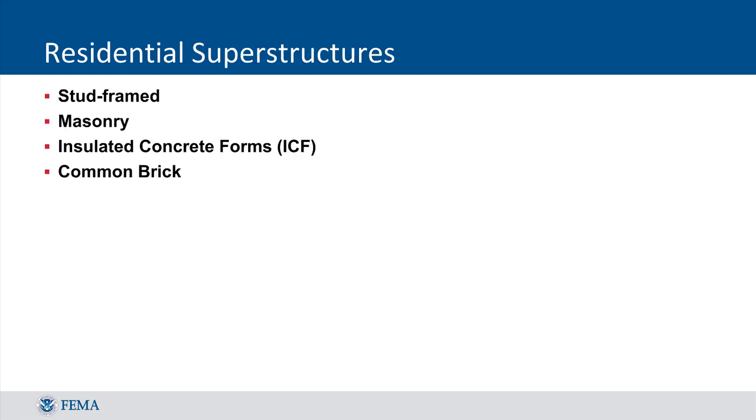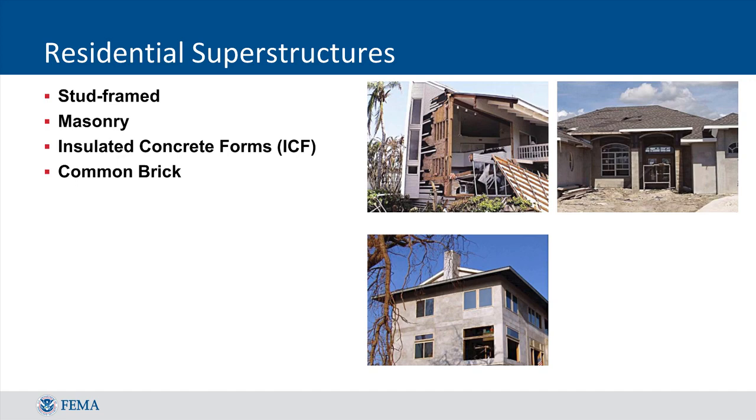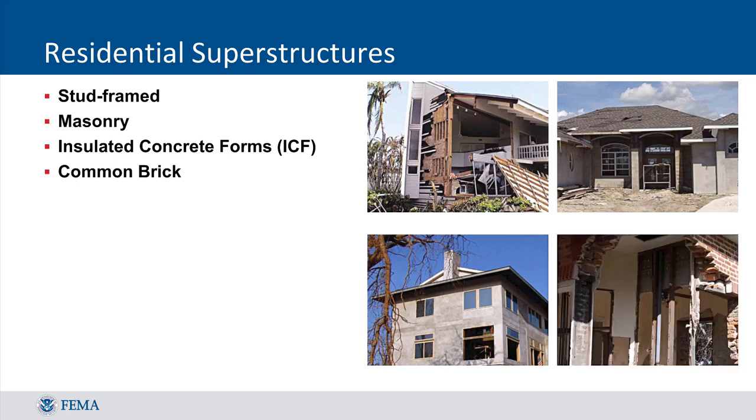The next structure attribute we'll cover is superstructure. In layman's terms, the superstructure refers to the bones of the structure and is the primary part of what is keeping the structure standing. The superstructure does not refer simply to the exterior finish on the outside of the house, which may be made of a different type of material than the superstructure. In SDE, there are 4 types of superstructure: stud-framed, masonry, insulated concrete forms, and common brick.